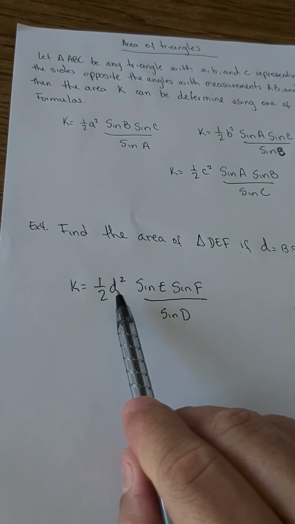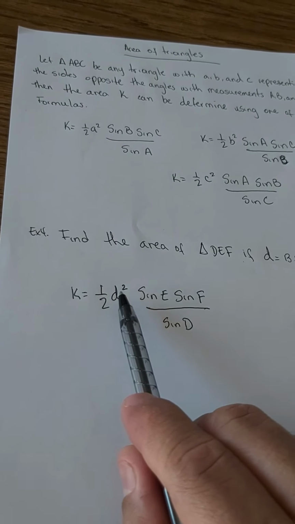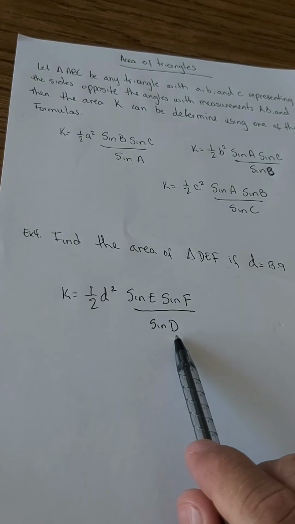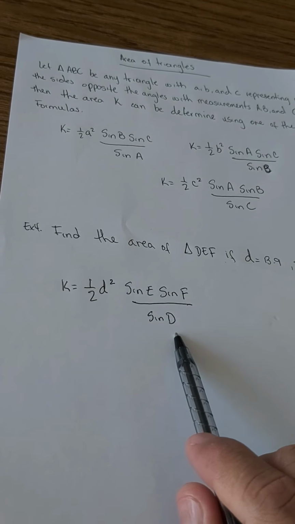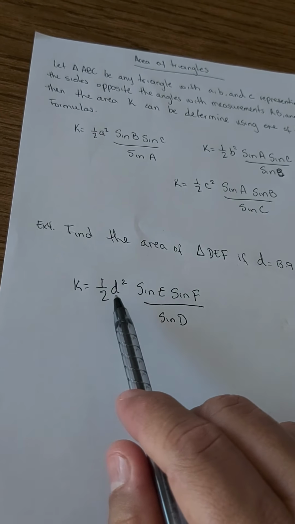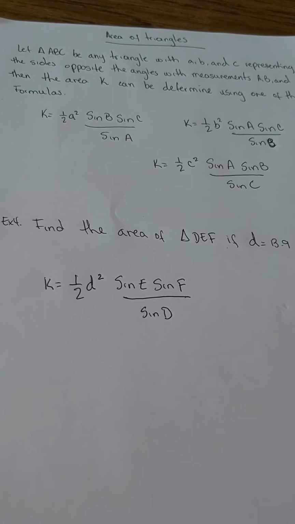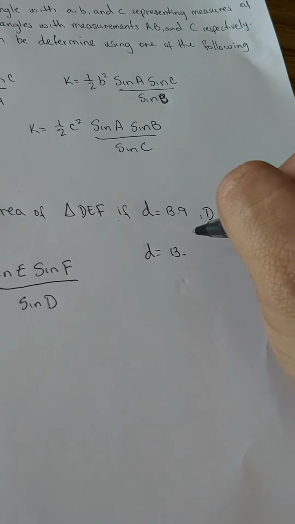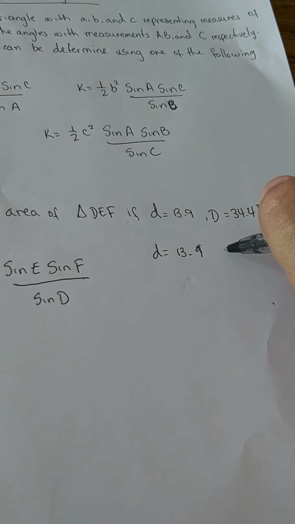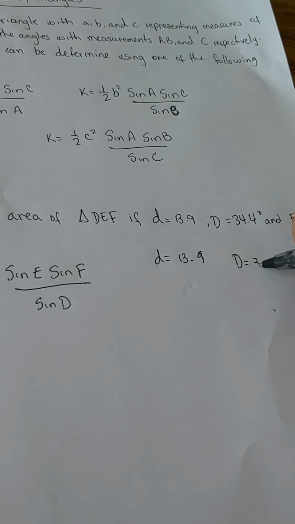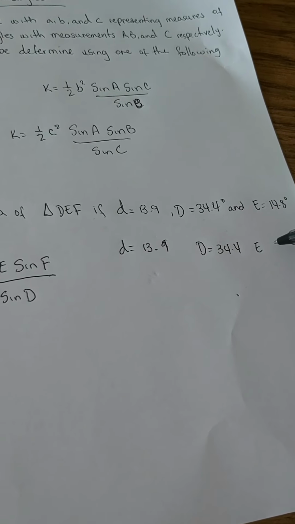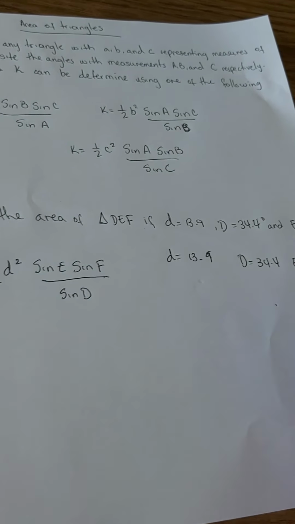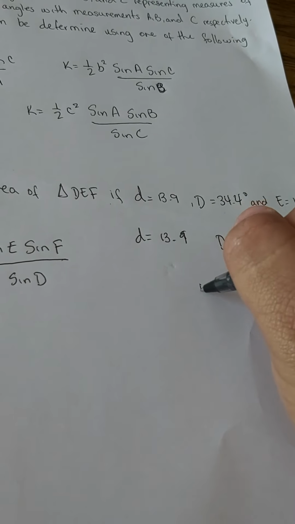Notice, if we know side D, then when we divide the sines, make sure that the angle in the denominator is the opposite of the side that you know. So, for this, we have side D equals 13.9, angle D equals 34.4, angle E equals 14.8. What are we missing? We're missing angle F. So how do we find angle F? Using the triangle equation.